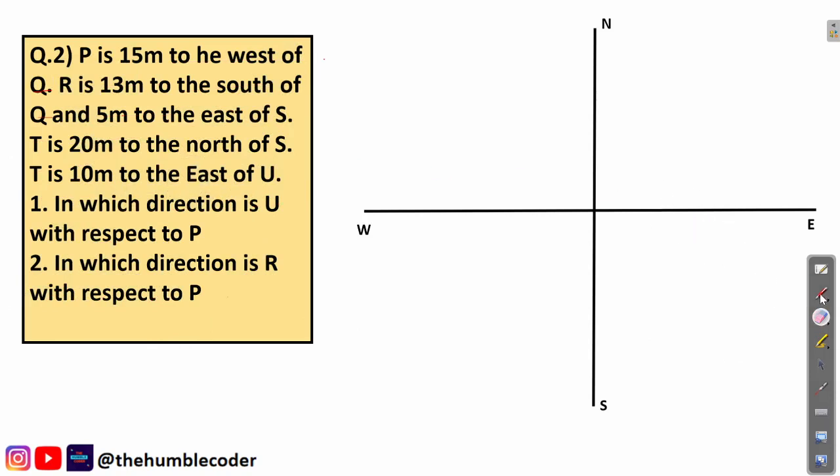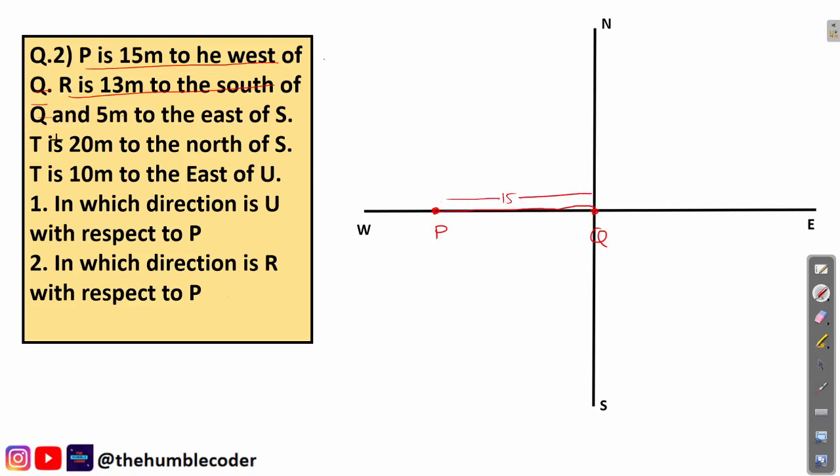So this second question is also a similar one. P is 15 meter to the west of Q. So let us consider that P is here and Q is here, and P is 15 meter to the west of Q. So this distance is 15 meter.